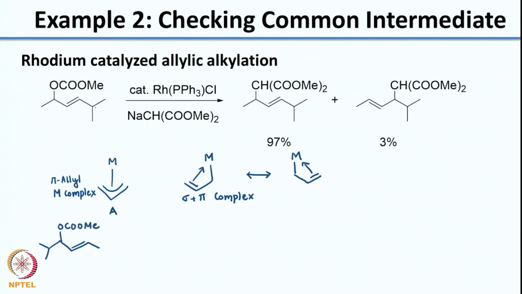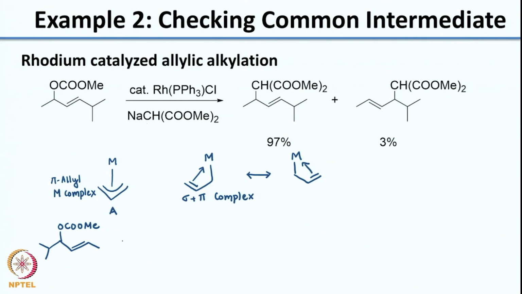What is the difference between the earlier substrate and this substrate? You see here that now the isopropyl group and the methyl group have been switched. Once you switch these groups, what I want you to think about is, if it forms the pi allyl complex, what would be the product that you get? And if it forms a sigma plus pi complex, what would be the product that you get?